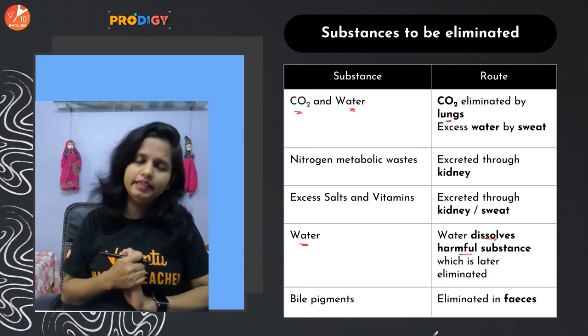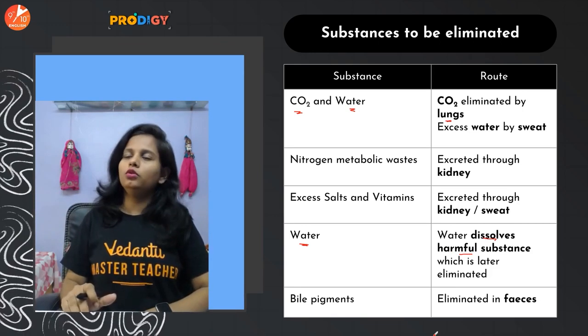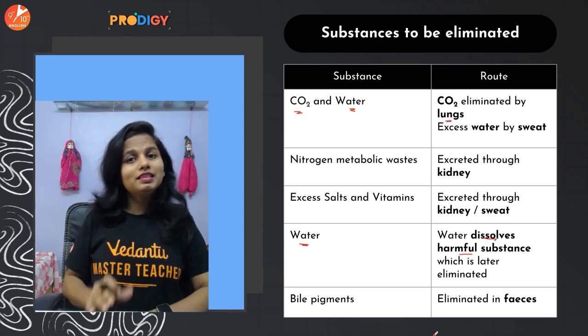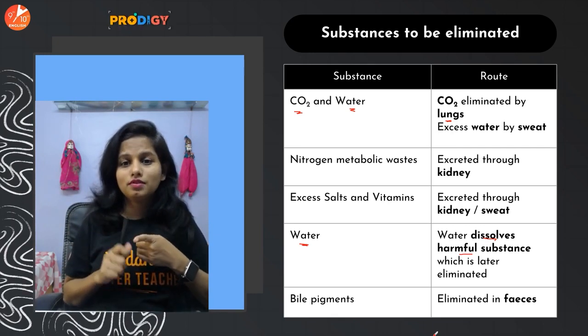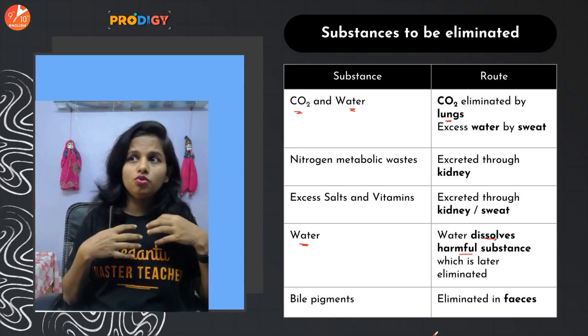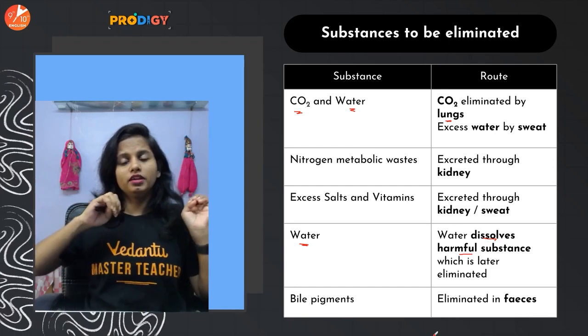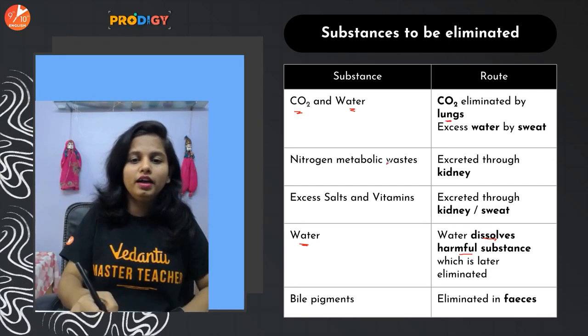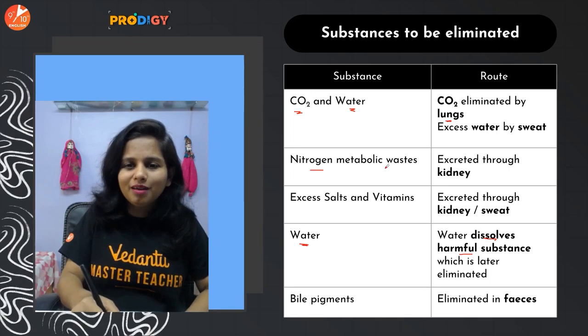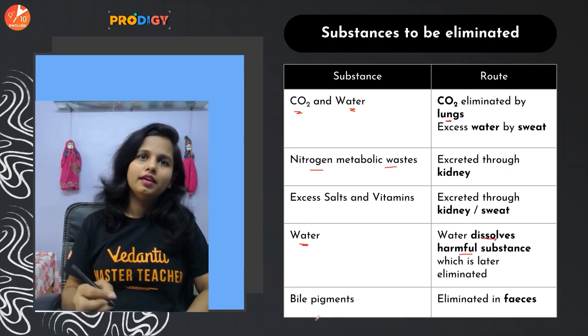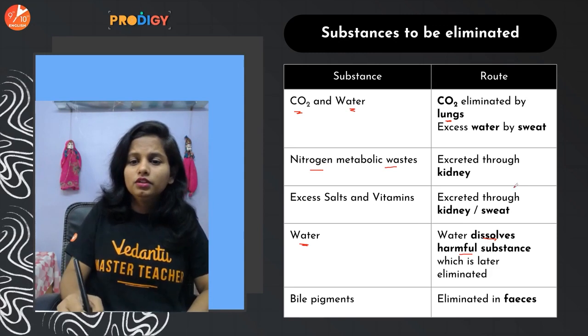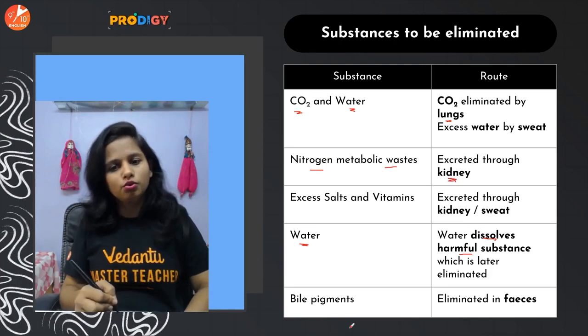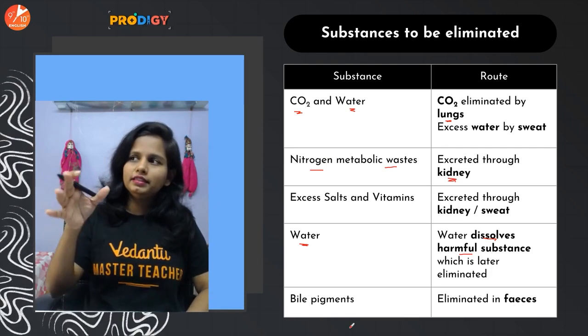Many harmful substances get dissolved in water, so they can be easily eliminated along with water, right? Now when we talk about organic substances, proteins, right? Our body can store excess of carbohydrates, our body can store excess of fats, but it cannot store proteins, and that's the reason why this nitrogenous metabolic waste is being generated. And to help eliminate that, kidneys play a crucial role.